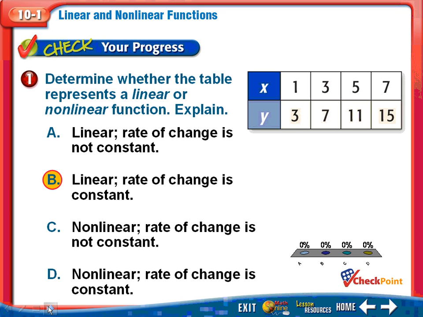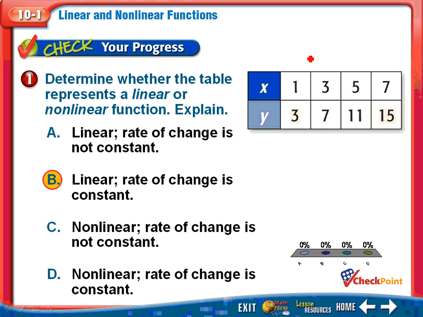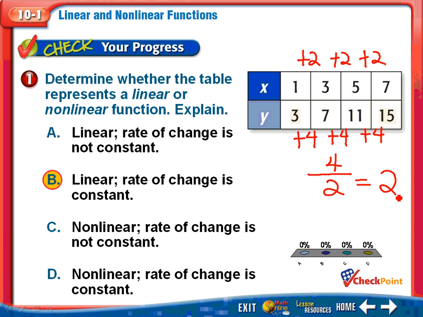The answer is B, linear. The rate of change is constant. So the rate of change for my x's here would be 2. This is a plus 2. It's a plus 2. Down here we had a plus 4, a plus 4, a plus 4. So the change in the y over the change in the x's is a constant rate because it's a 2 each time.